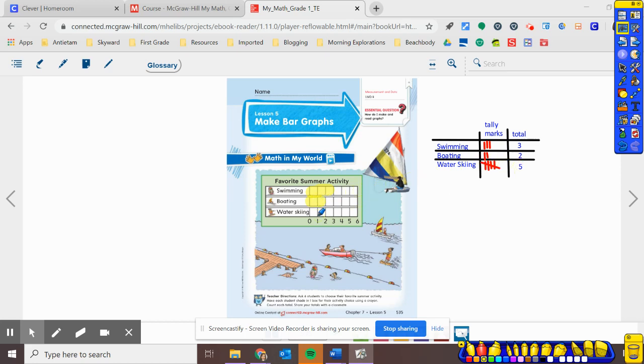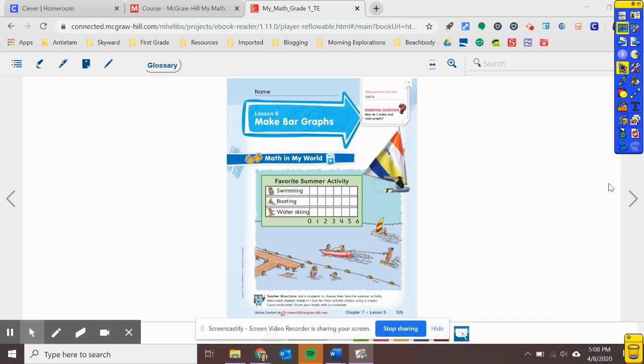And then for water skiing, 5 people voted for that. So I'm going to color in 5 squares. 1, 2, 3, 4, 5. I went a little bit past mine. Make sure that yours only goes to that 5th line. We want to try to be as neat as possible when we're making a bar graph. So color in your bars, make your big rectangles, colored in with your pencil. Then we're going to move on.